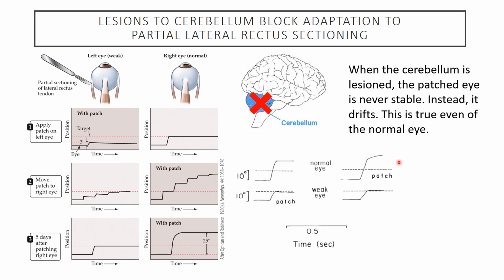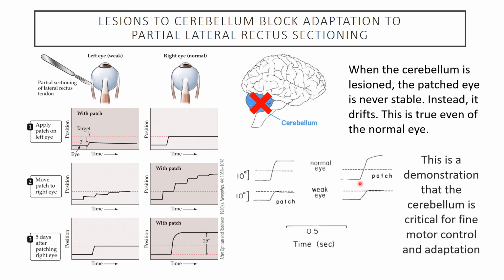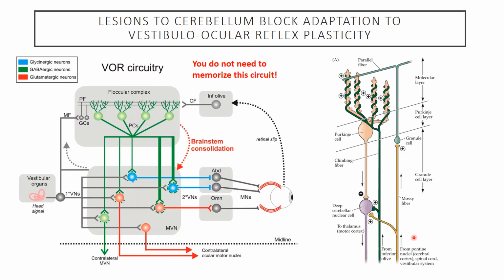And so that's where the loss of the cerebellum is most obvious: it ends up leading to a messed up targeting system that is not completely stable. So this is a demonstration that the cerebellum is critical for fine motor control and adaptation. This is really where the cerebellum plays a major role. Lesions to the cerebellum block adaptation of the vestibular ocular reflex plasticity system.